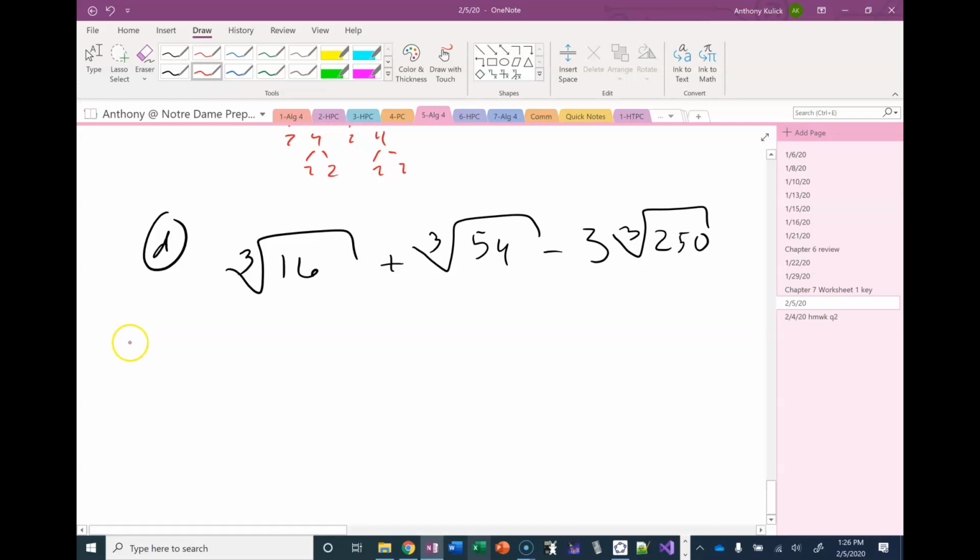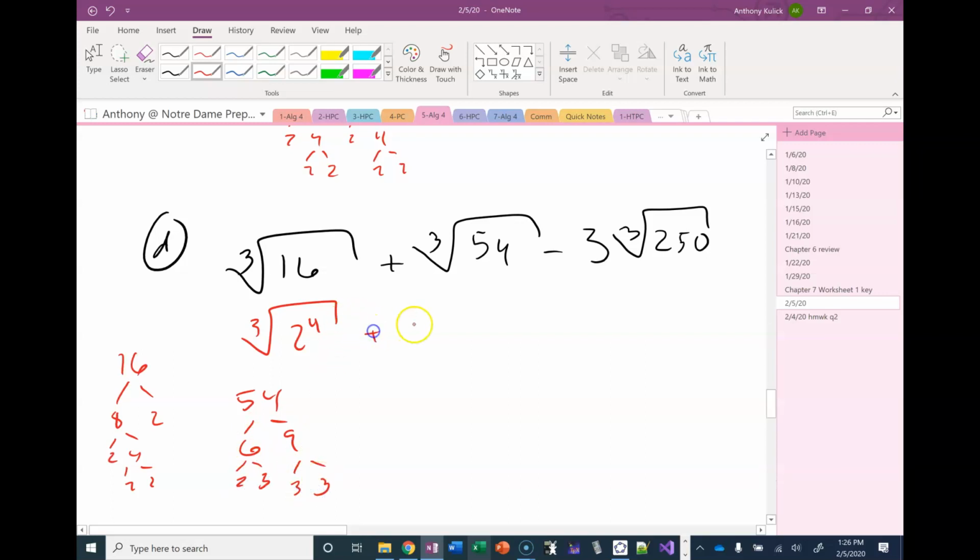What's the prime factorization of 16? 8 and 2, okay. And then 8 is 2 and 4, which is 2 and 2. So I have a 2 to the 4th. How about 54? 6 and 9, okay. And then 6 is 2 and 3, and 9 is 3 and 3. So I have 2 times 3 to the 3rd.